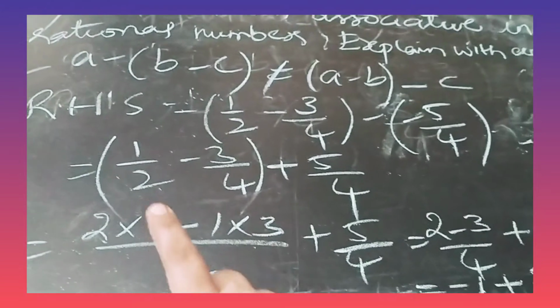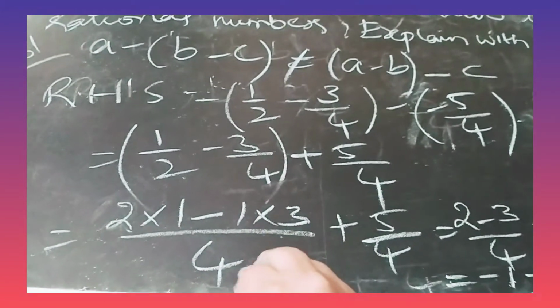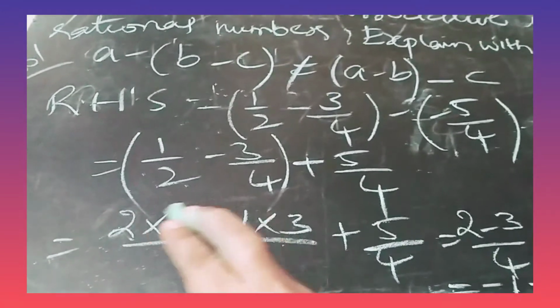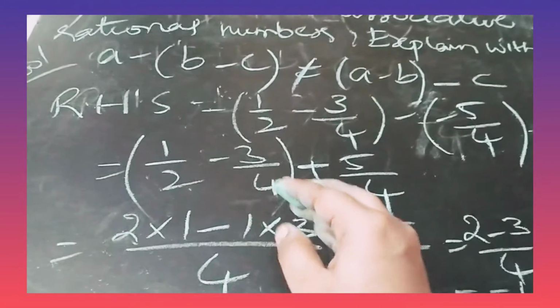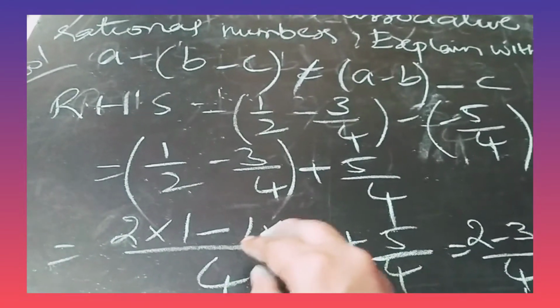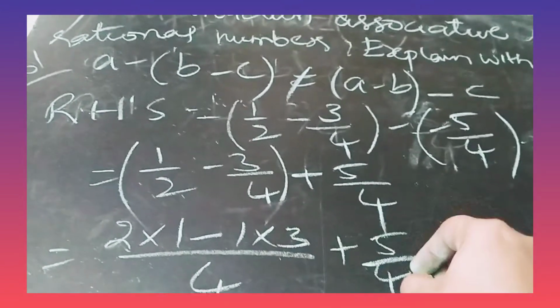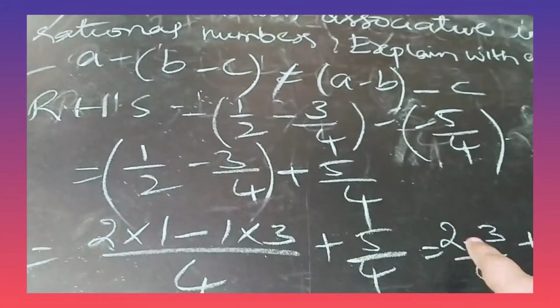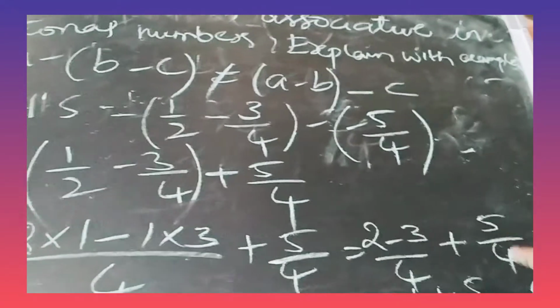Now we will take LCM of again 2 and 4. What is LCM of 2 and 4? It is 4. Okay, how many times 4 goes in 2 table? It goes 2 times. Okay, 2 2s are 4. 2 into 1 minus, how many times 4 goes in 4 table? It goes 1 time. 1 into 3. Okay, 3 you have to write here. Okay, plus 5 by 4. 2 ones are 2 minus 1 3s are 3 by 4 plus 5 by 4.